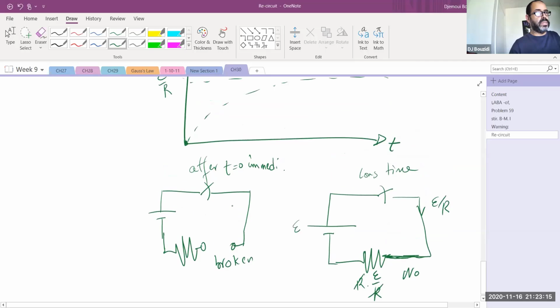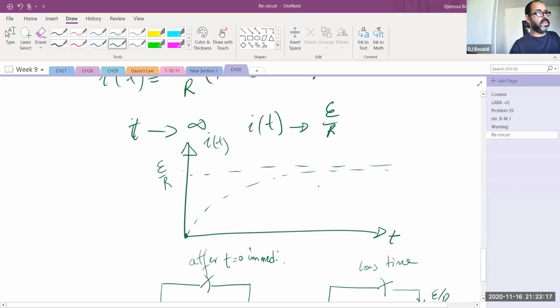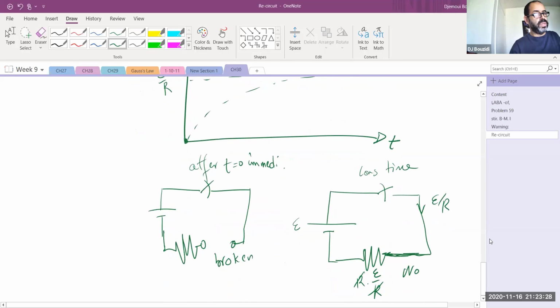So again, this is a current. It has this nice exponential growth from 0 up to its final value. Okay, and then it stabilizes. It doesn't go any further. It does not like to change. So this is one thing.